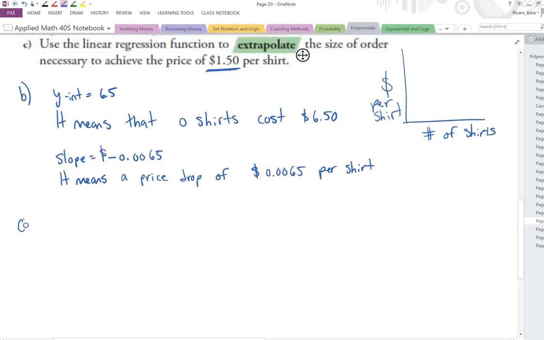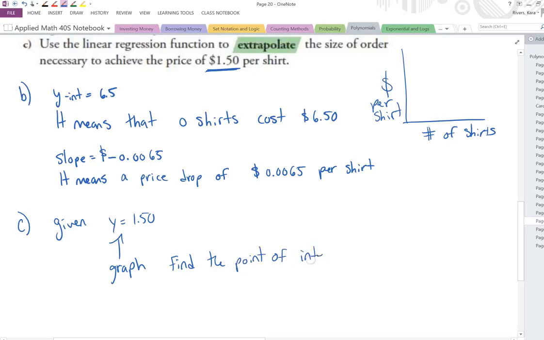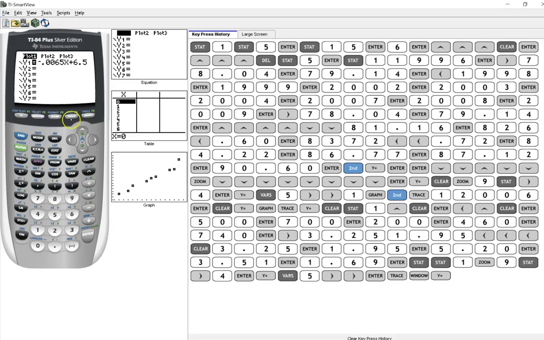So for C, given Y is equal to $1.50, we're going to graph this, which is going to be a horizontal line, and then find the point of intersection. And we do that by going second, trace, 5. Okay, let's do this. So we've got this in here under trace.